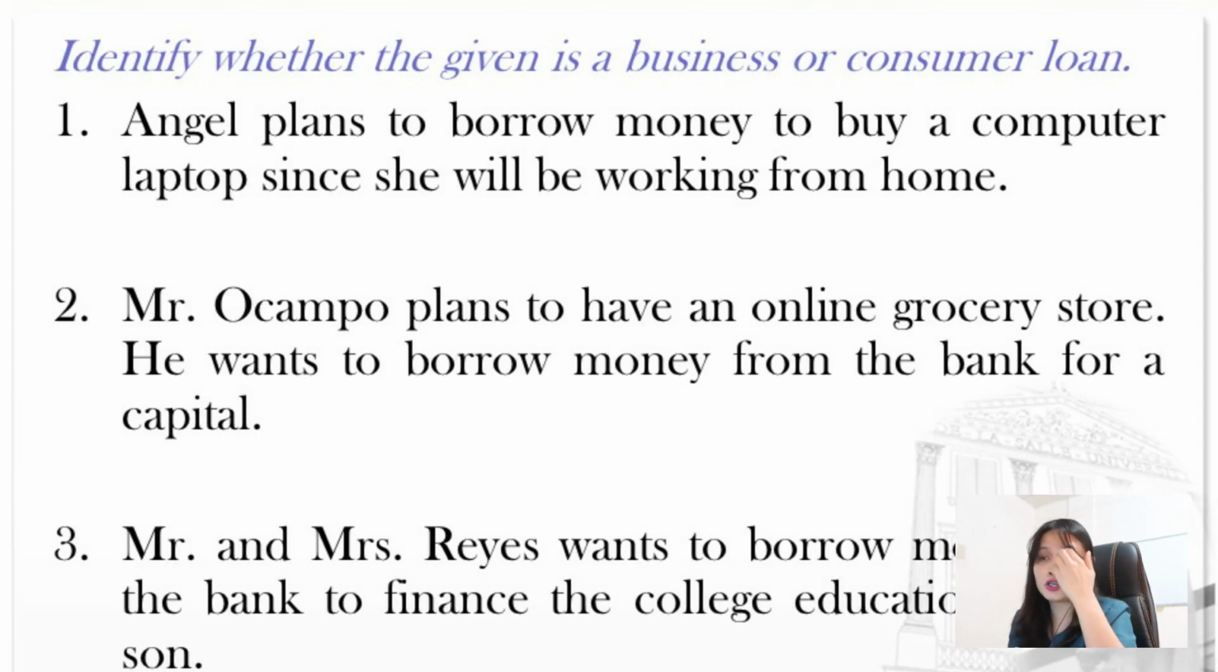What about number 3? Mr. and Mrs. Reyes want to borrow money from the bank to finance the college education of their son. Okay, consumer, because it's an individual motive. It's a family purpose. So that is consumer.